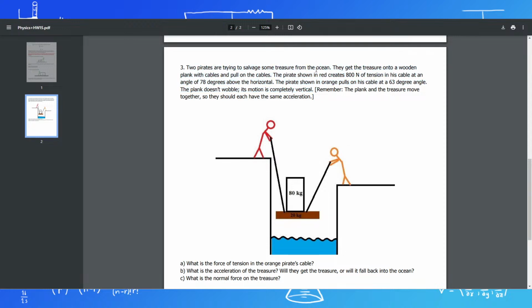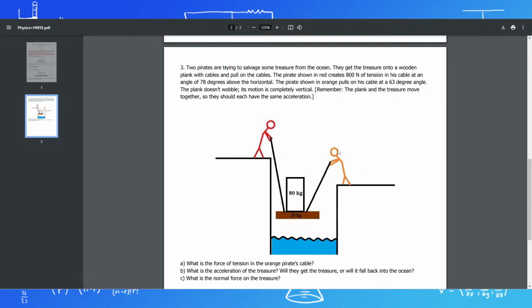So it says 2 pirates are trying to salvage some treasure from the ocean. They get the treasure onto a wooden plank with cables and pull on the cables. The pirate shown in red creates 800 newtons of tension in his cable. That's this guy right here. He's pulling with a force of 800 newtons, and the angle is 78 degrees above the horizontal. You can see why I couldn't really squeeze it into the drawing there.